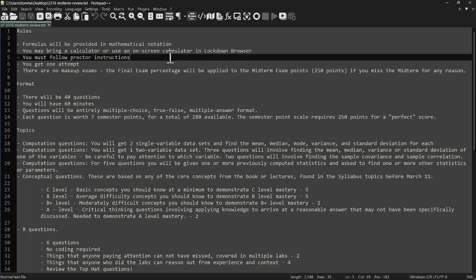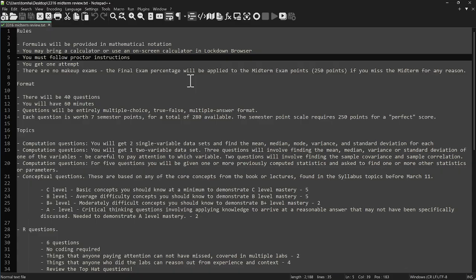You have to follow proctor instructions. You get one attempt at the test. Other than if there's a technical error, and the proctor should be able to help you with that, you get one attempt. You can't leave and come back. That's just a rule of the testing center. So go in prepared to be there for however long it takes you to answer the questions.